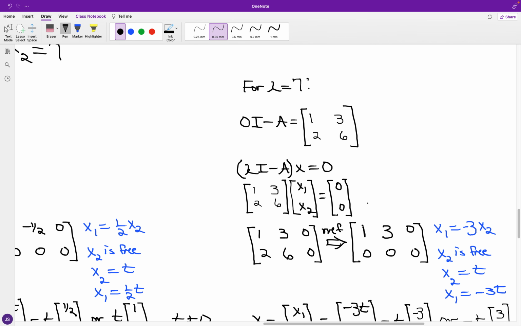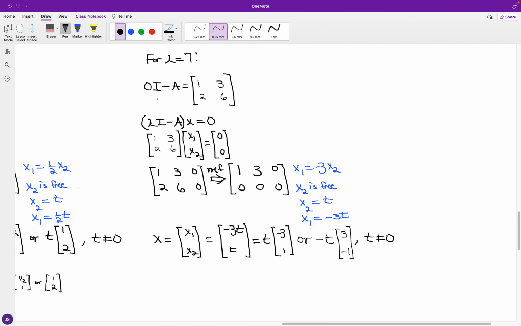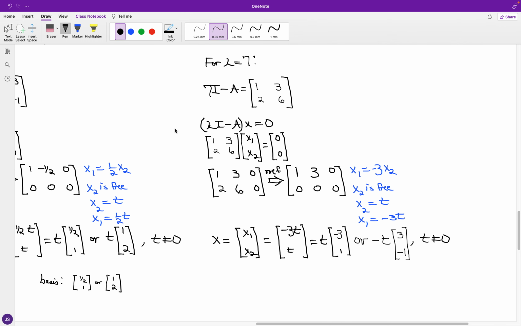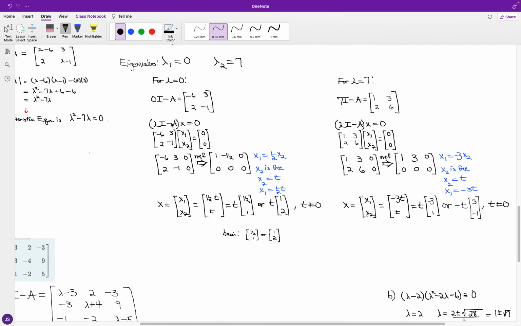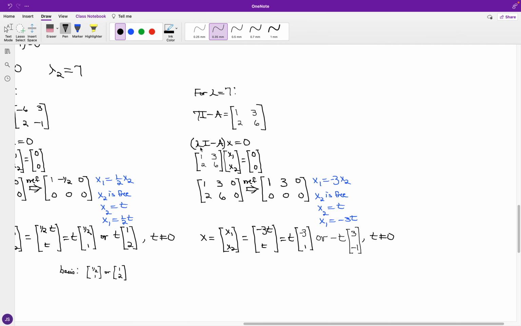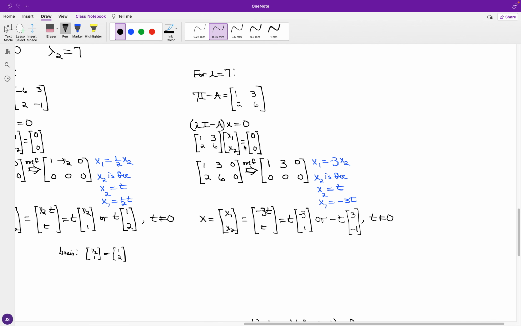Now, for the case of the second eigenvalue, lambda equal to 7. For lambda I minus A, we have 7I minus A. In the layout, you have 7 minus 6 is 1, then we have 3, 2, and 7 minus 1 is 6. And so taking the resulting quantity lambda I minus A times x equal to 0, with lambda at 7, this is what we have set up.